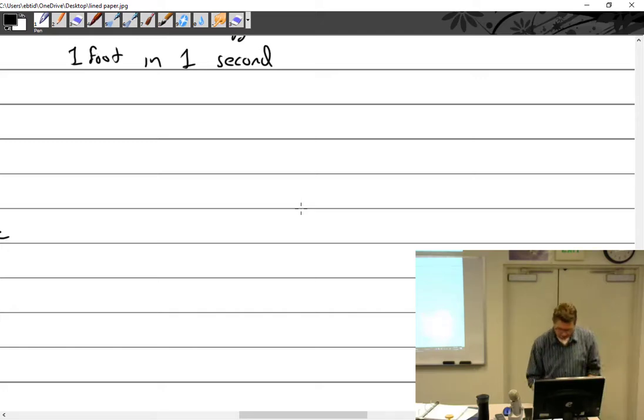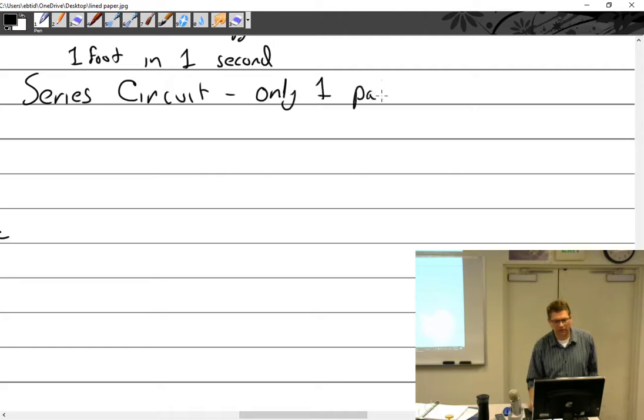Okay. The current. Oh, this is going to be for series circuits. Well, maybe I should define a series circuit. What is a series circuit? A circuit with only 1 path. And what is a parallel circuit? More than 1.